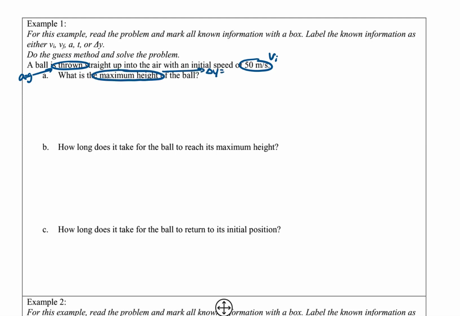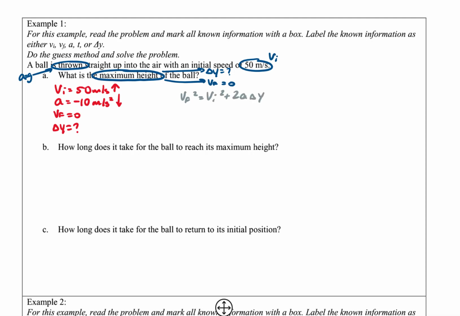Well, that's the delta y. And if it's talking about maximum height, it tells me that the final velocity is 0. So if we write down all the things that we know, the initial velocity is 50 meters per second up, the acceleration is 10 meters per second squared down, and the final velocity is 0, and I want to know the delta y. Well, the equation that has all that stuff in there is v final squared equals v initial squared plus 2a delta y. 0 squared is equal to 50 squared plus 2 times negative 10 times delta y.